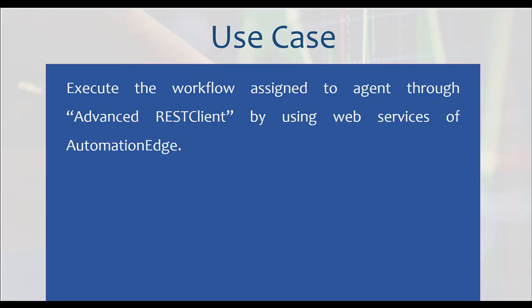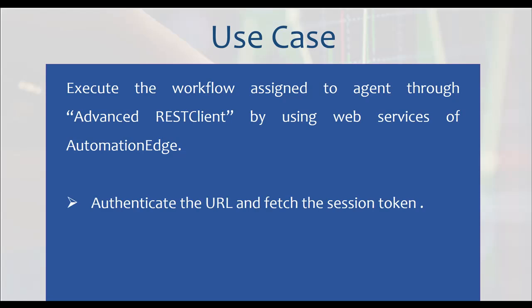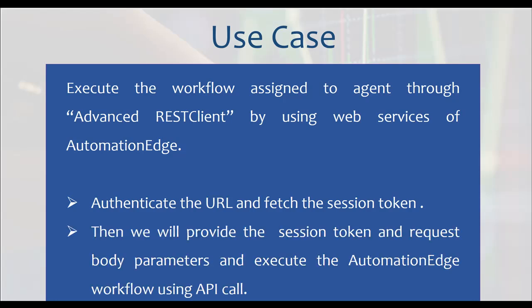In this use case, we are going to use the web services of AutomationEdge. We will execute the workflow assigned to an agent through the advanced REST client step. AutomationEdge REST API uses custom authentication. The REST API to authenticate provides a session token in the response if valid user credentials are provided. So, we will authenticate the URL and fetch the session token.